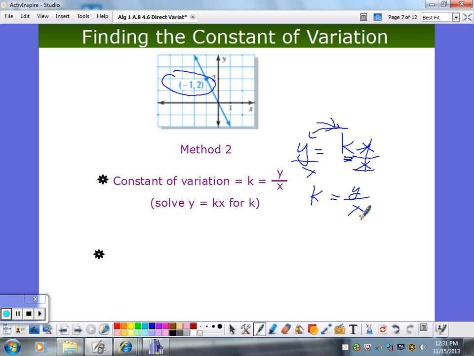Yes or no? Okay, so I have an xy. Right here's an xy. There's an x, there's a y. So can I just say k equals, well, what's my y? And what's my x? Negative 2. So if you have a point, a coordinate pair of a direct variation, it is very easy to find the constant of variation. Easy. Boom. y over x.